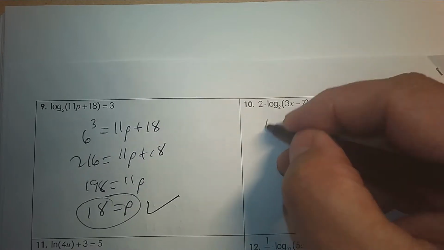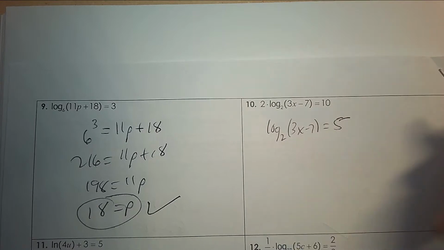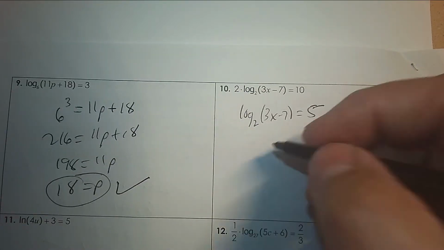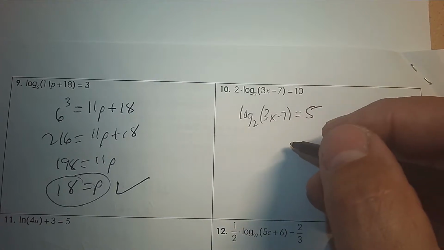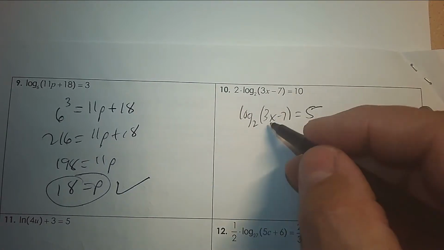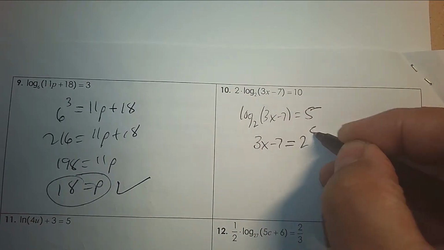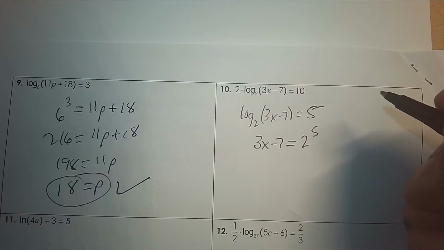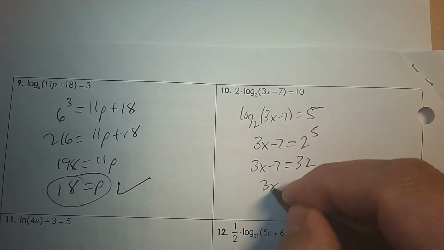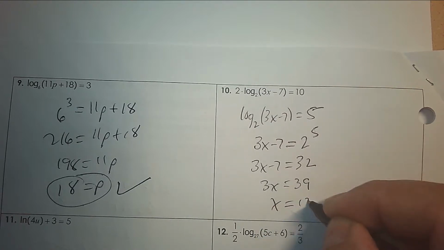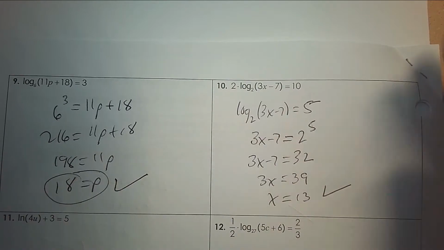Here, we're first going to isolate the logarithm. So we're going to divide by 2. Then we're going to write it exponentially. So what's inside, I think it's easy to go the other way. What's inside the logarithm is the answer, 3x subtract 7. The base is 2, and the exponent is 5. So 2 to the 5 is 32. Add 7. Divide by 3, and you get 13. Again, that's a good answer when you plug it back in.